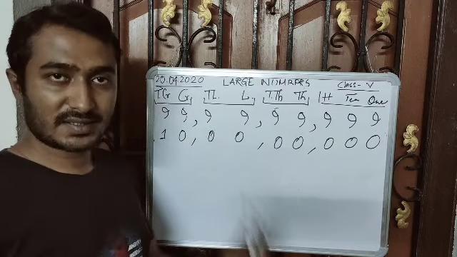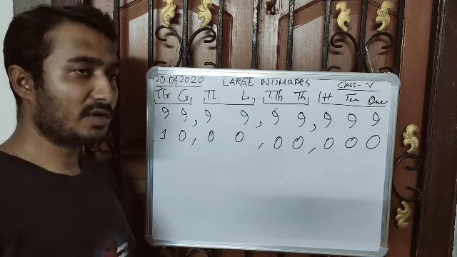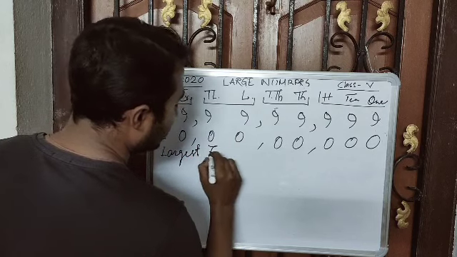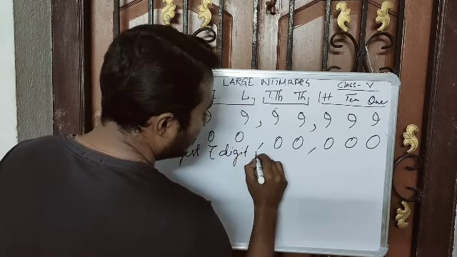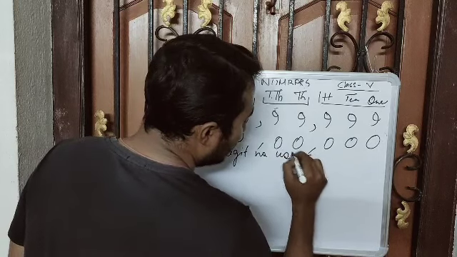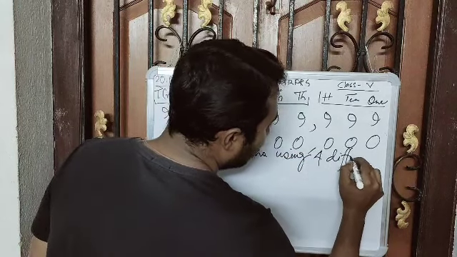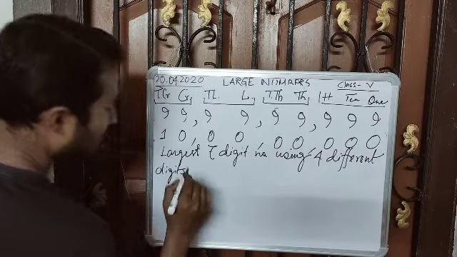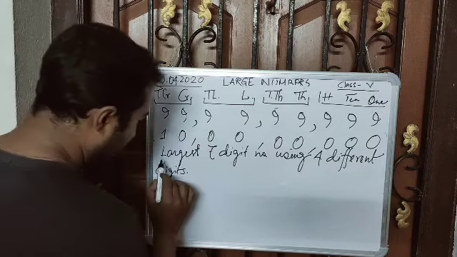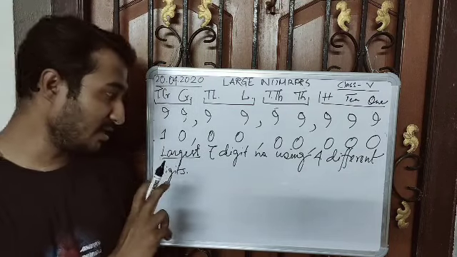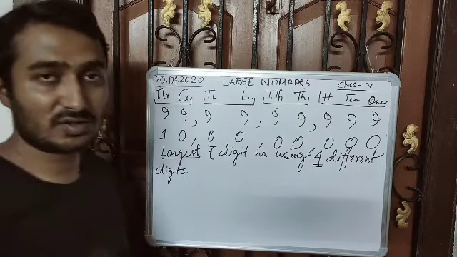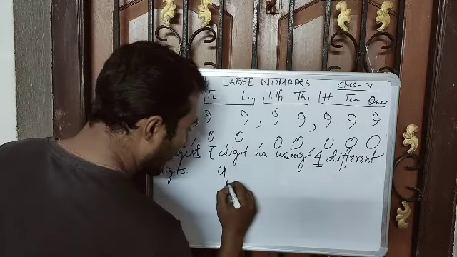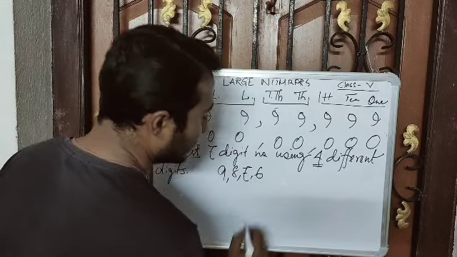But if you are asked to write the largest 7-digit number using 4 different digits, here you have to see what is asked, largest or smallest. So the largest 7-digit number, but we can use only 4 different digits. So you have to take the largest 4 digits. What are the largest 4 digits? The largest 4 digits are 9, 8, 7 and 6.